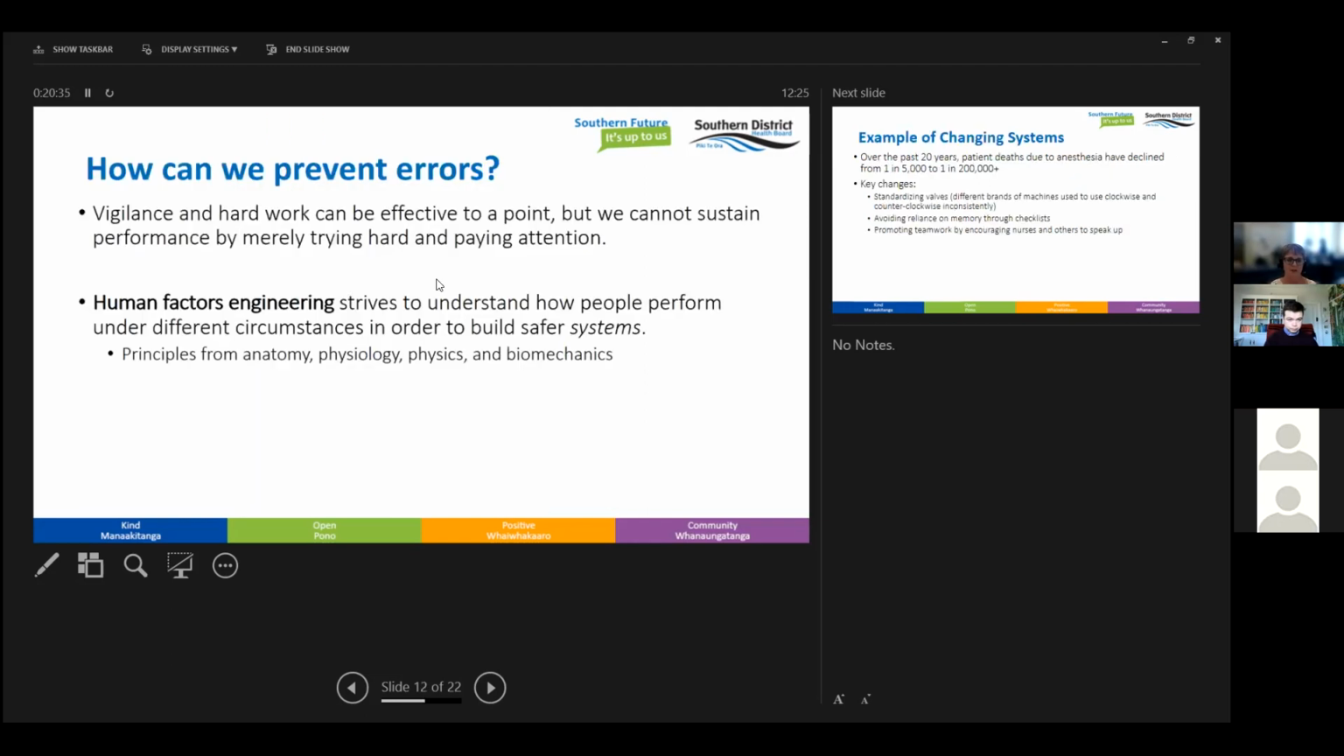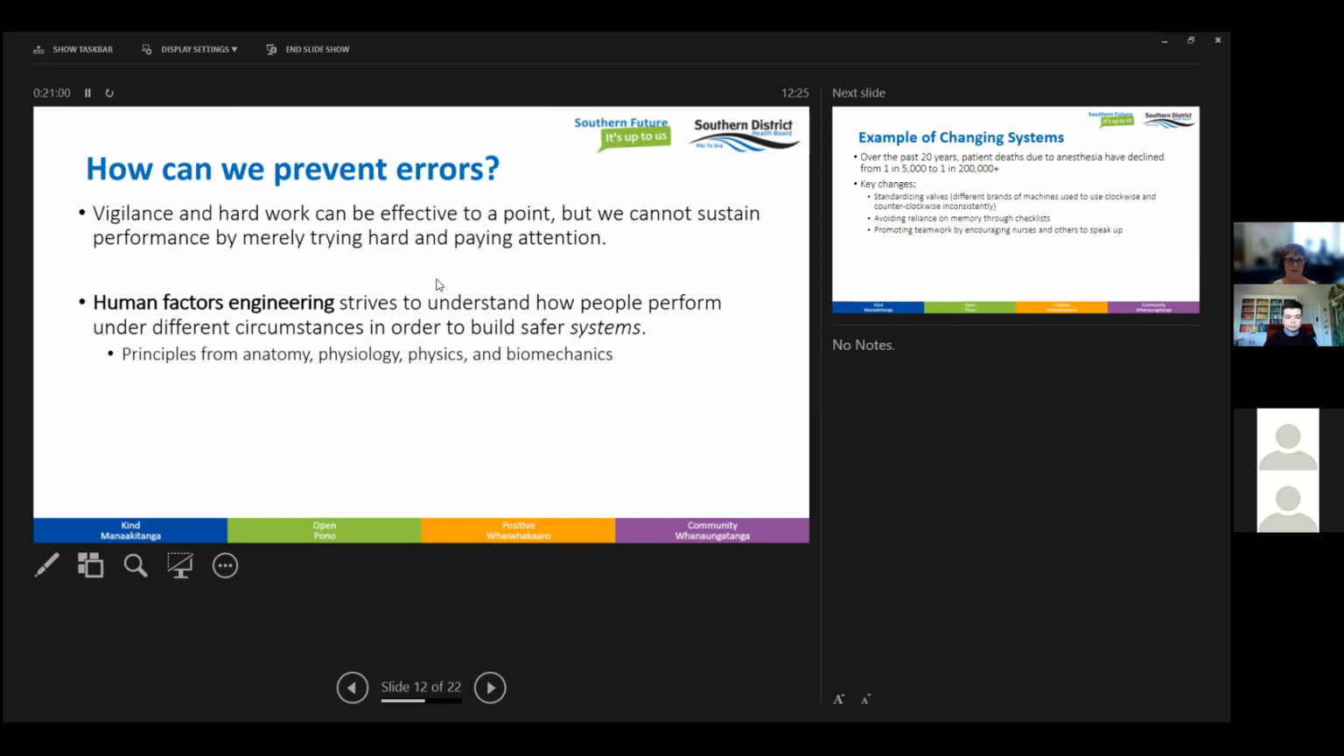So how can we prevent errors? Vigilance and hard work can be effective to a point, but there is nothing worse than someone who has made an error when their manager says, don't do that next time, and you've got to work harder, or I want you to go and do another course, when you're already feeling overwhelmed and overloaded. We can't sustain performance by trying harder.